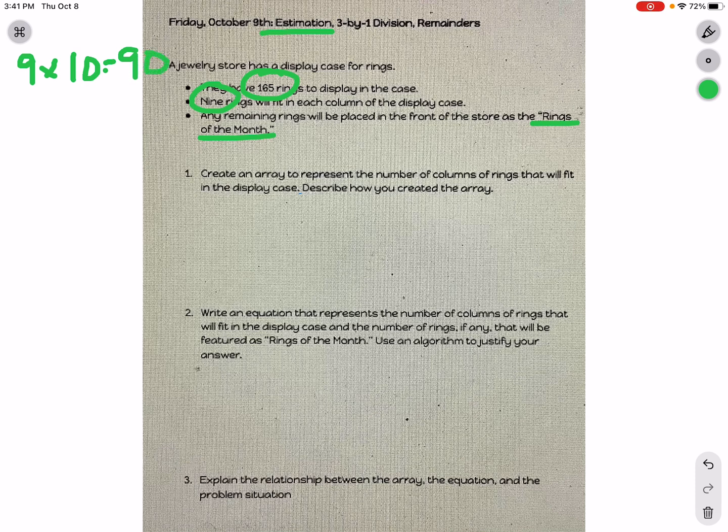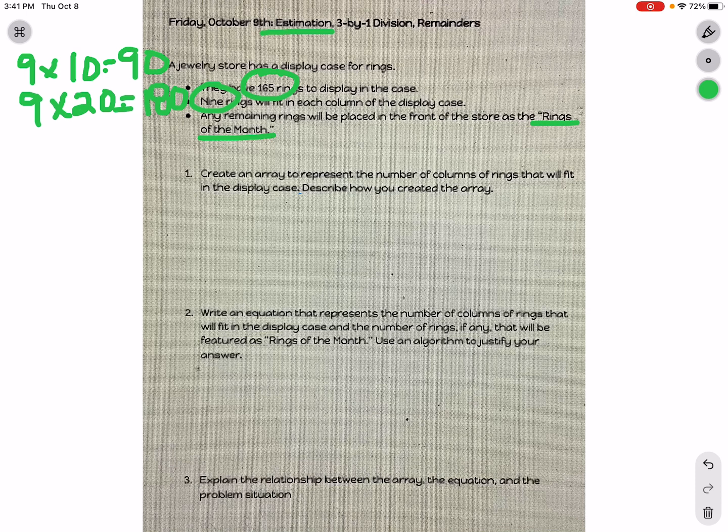Okay, that's not quite 165. We've got a ways to go, but let's go a little higher. Let's go with another number that we can work with pretty easily. 9 times 20 equals 180. Okay, because 9 times 2 is 18, and then we add the 0, we have 180. So we know that 165 is between 90 and 180, but we know that 165 is closer to 180. So our answer to this question, how many columns will fit in the display case, is going to be closer to 180 than to 90.